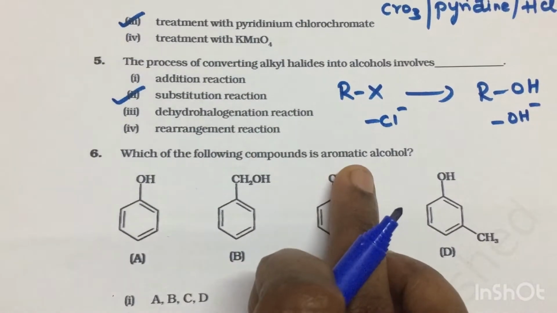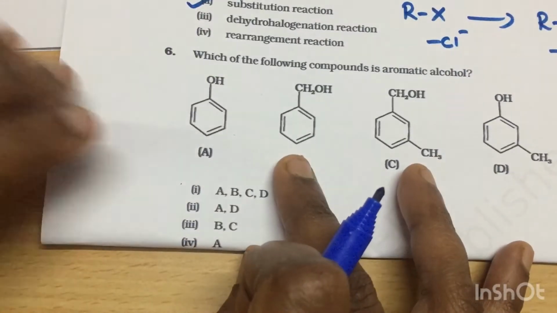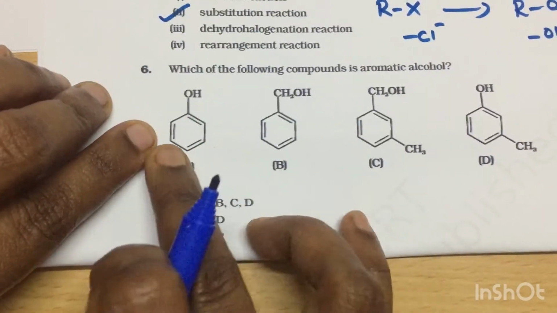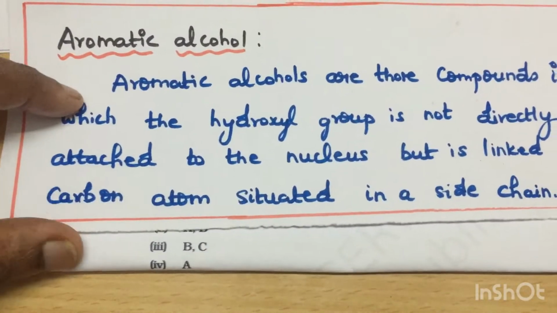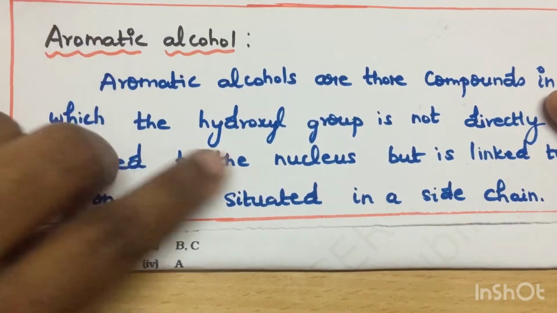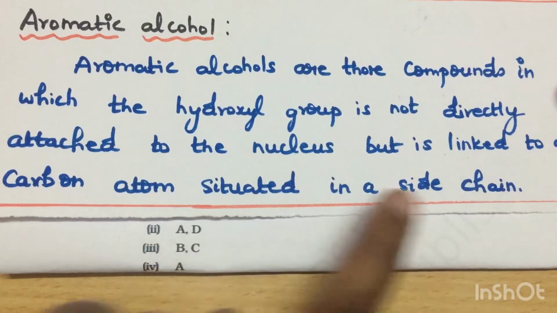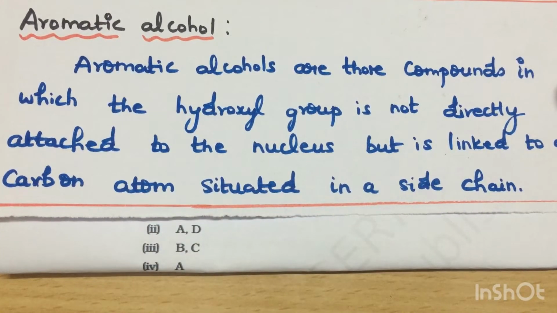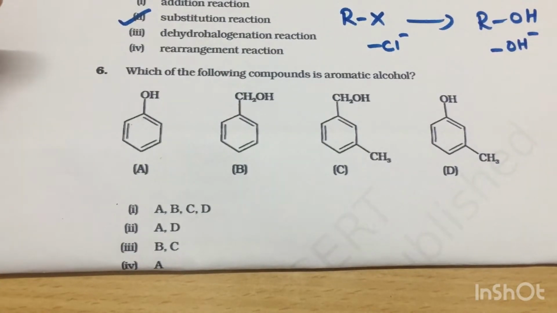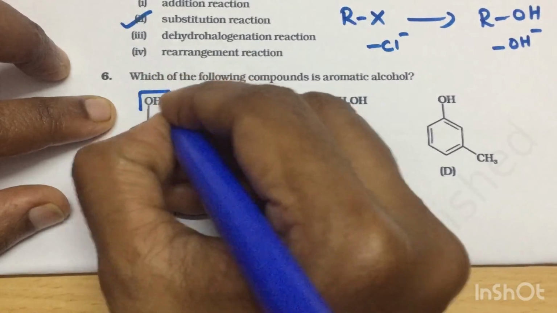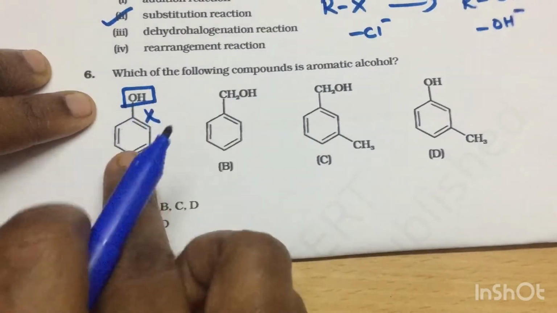Which of the following compounds is aromatic alcohol? So students, if some people give it to you immediately, what will you do? You will pick this one. Yes, this one. But I will give you a definition for aromatic alcohols. Aromatic alcohols are those compounds in which the hydroxyl group is not directly attached to the nucleus but is linked to a carbon atom situated in a side chain. Okay, so the criteria is there must be an aromatic group. Aromatic group must be the part of the molecule, but the hydroxyl group must not be directly attached to the aromatic ring. So here this is not an aromatic alcohol.